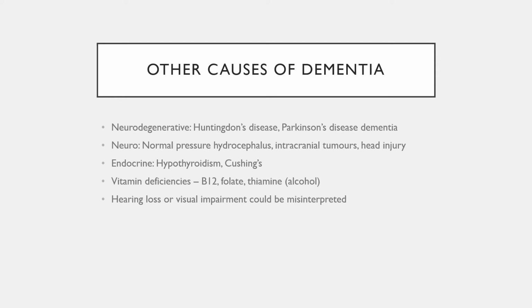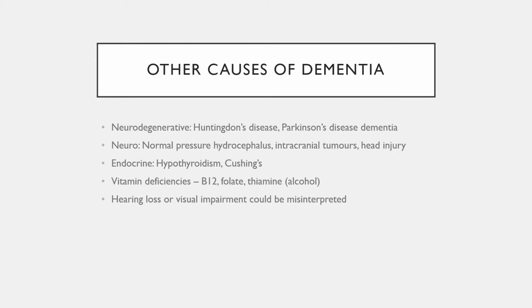And then other causes of dementia to be aware of. So you get some neurodegenerative syndromes, so Huntington's disease. The dementia won't be the presenting complaint of this, and there will be a family history, but it is one to be aware of. And then Parkinson's disease dementia, which we've briefly discussed in the context of Lewy body dementia, but it's where the Parkinson's symptoms will precede the dementia by at least a year.